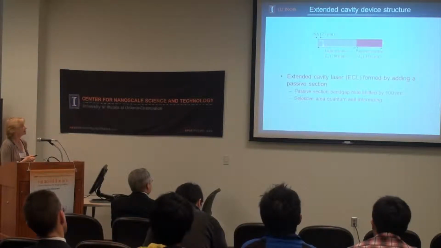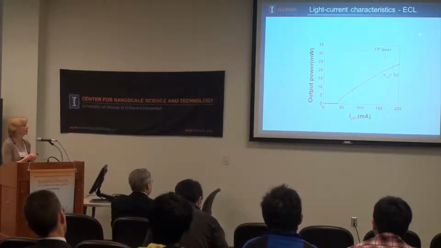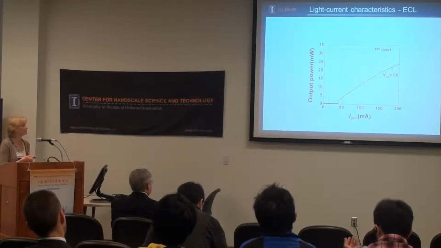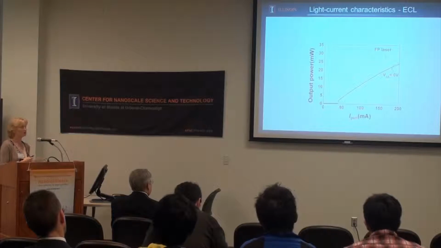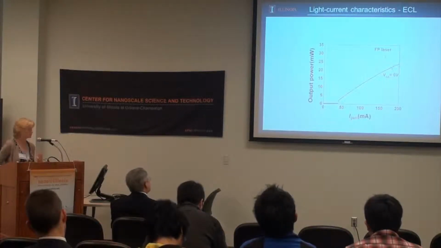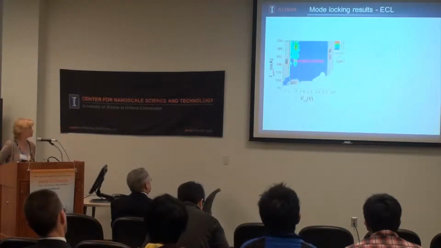This again is just over 1 millimeter long, so we have comparable mode locking frequency. If we look at the light current characteristic, this is a Fabry-Perot laser without the passive cavity, and here we have the mode locking laser with the passive cavity. We have a distinct increase in threshold current due to increase in losses because of the saturable absorber, and there are some losses in that passive section, but they are relatively small. The power output is also a bit lower.